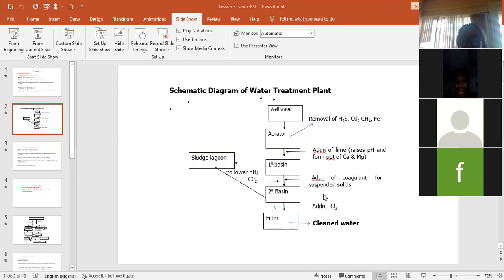But this is the method for the treatment of water, be it from the waterworks, or from the treatment of your borehole, or the treatment of your well water. This is the same process it follows. And these days you have engineers who come and do water treatment for you.